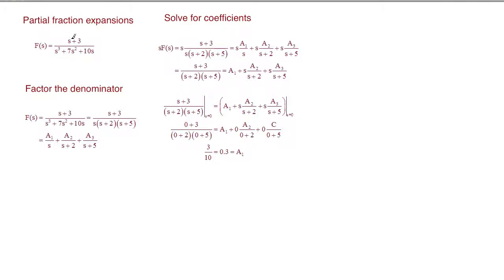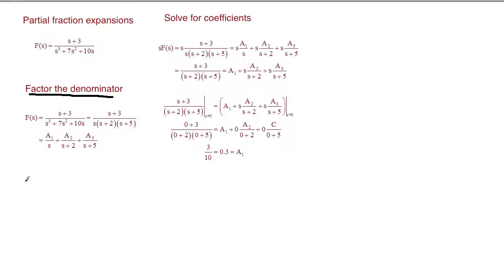Okay, so here is our fraction, s plus 3 in the numerator, divided by s cubed plus 7s squared plus 10s. Now, what is the partial fraction expansion? First thing we do is factor the denominator of this fraction, s cubed plus 7s squared plus 10s. When I factor it, it becomes s times the factor s plus 2 times the factor s plus 5. So try that.